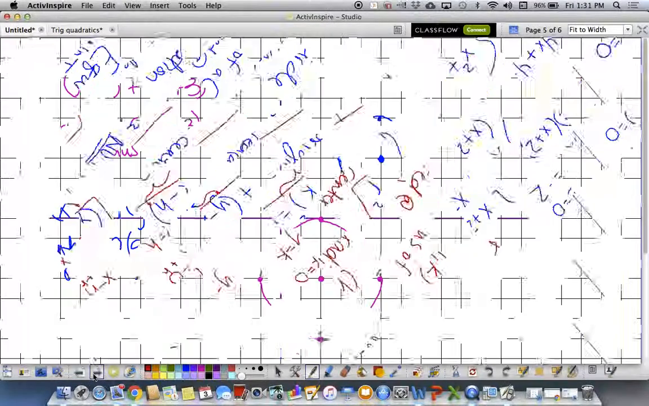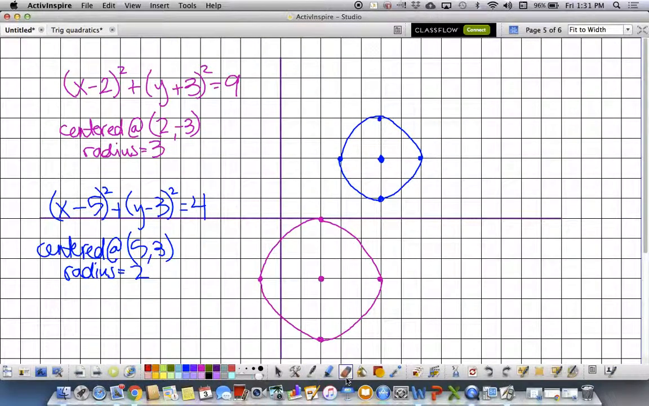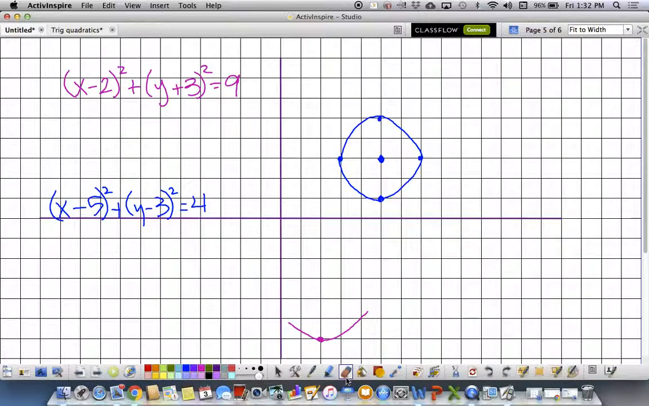Alright, moving on. So can you graph these two equations? Let's start with the pink one.